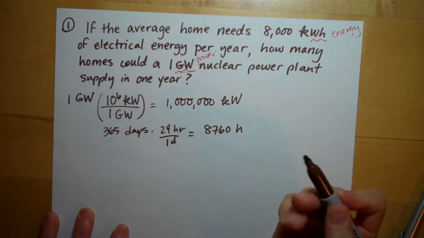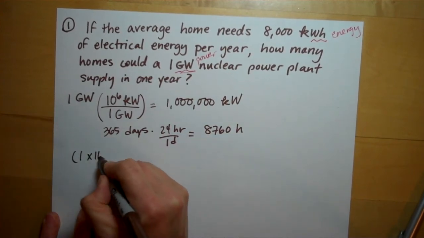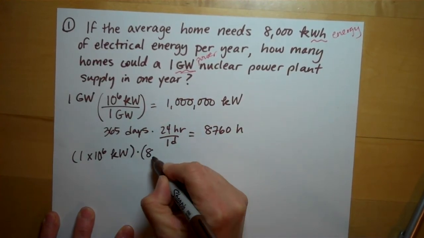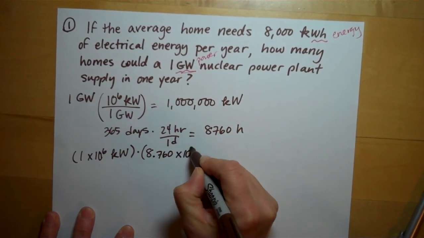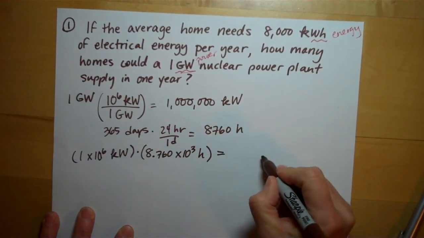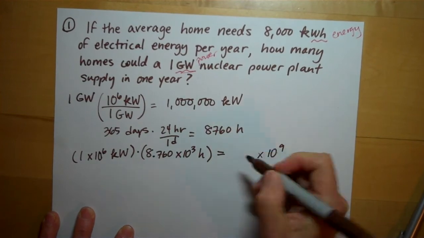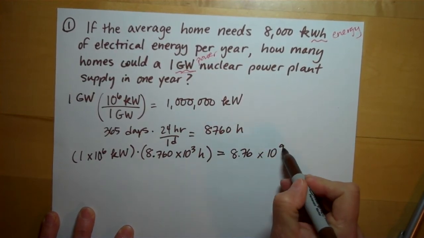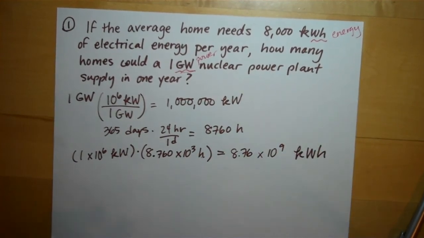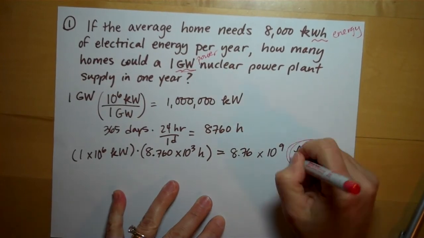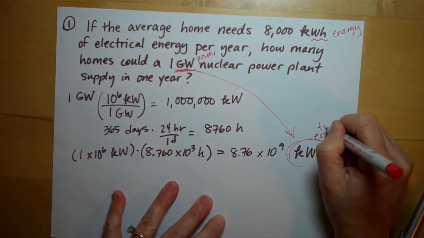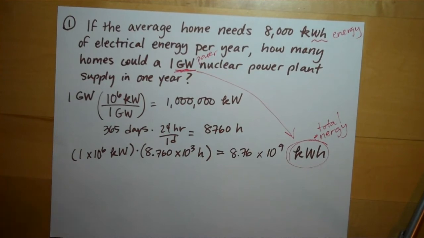I'm going to do this in scientific notation because it's easier. This is 1 times 10 to the 6th kilowatts of power times 8.760 times 10 to the 3 hours in the year. 10 to the 6 times 10 to the 3 is 10 to the 9th. 1 times 8.76 is 8.76. So 8.76 times 10 to the 9th kilowatt hours. That's how much energy. So we just converted this power capacity to total energy produced in 1 year by this power plant.